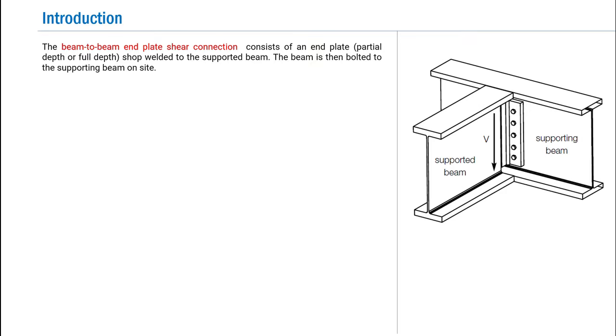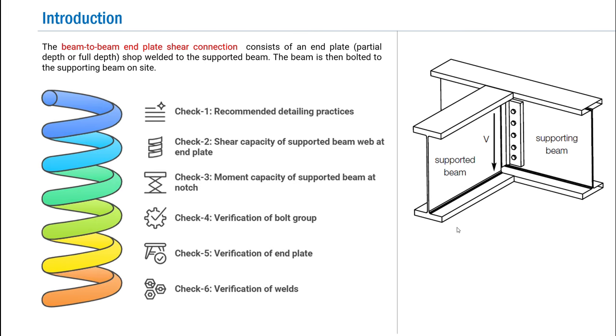So the connection essentially consists of an end plate that is shop welded to the supported beam. The supported beam is then bolted to the supporting beam on the site. Here is presented a comprehensive list of verifications required to perform the design of this connection.